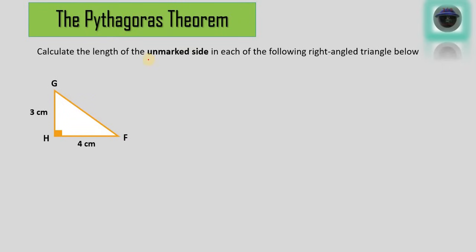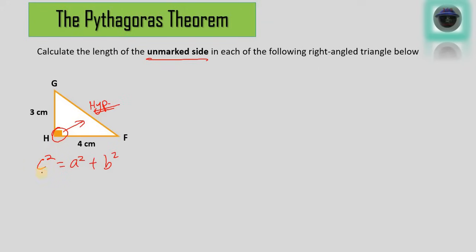Now we are asked to calculate the length of the unmarked side. So we want to identify the hypotenuse first of all, which is GF. So GF is our hypotenuse. And in the formula, C squared equals A squared plus B squared, the C is the hypotenuse. So the hypotenuse is this side GF, which is also representing C, because remember we said that C is the hypotenuse.